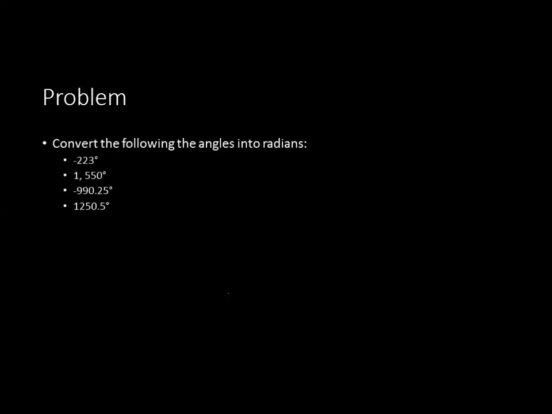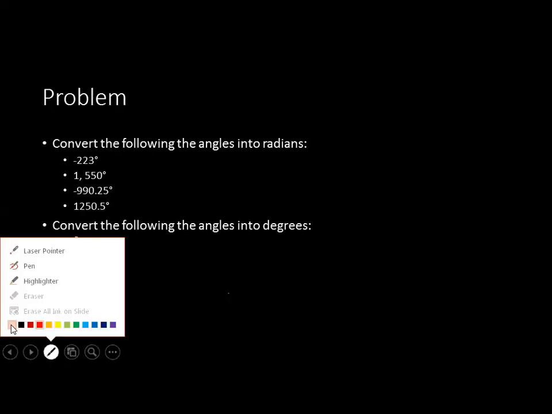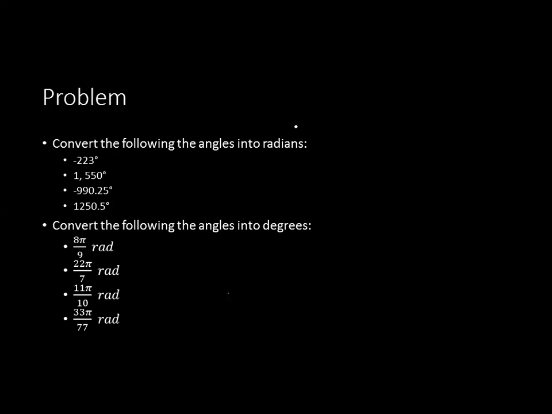Last time we answered this one. Now let's try to answer these. Convert the angles into degrees. Remember that if you're going to convert an angle that is in radians into degrees, you're going to multiply that angle by 180 degrees all over pi radians. So with that, let's begin.